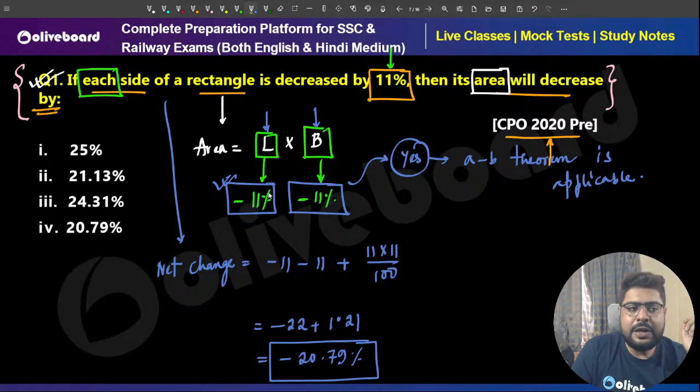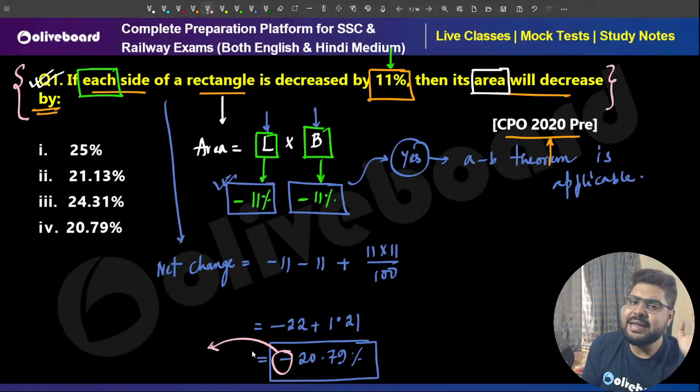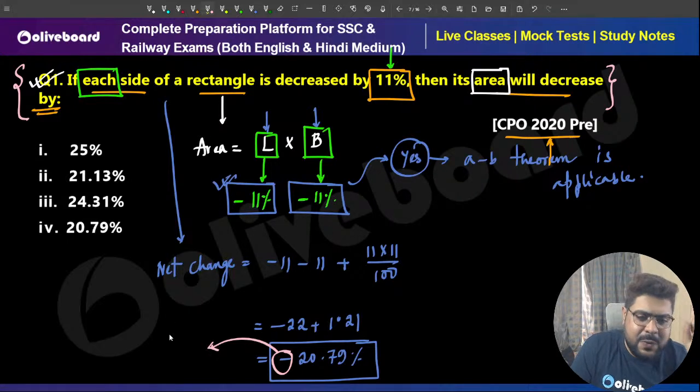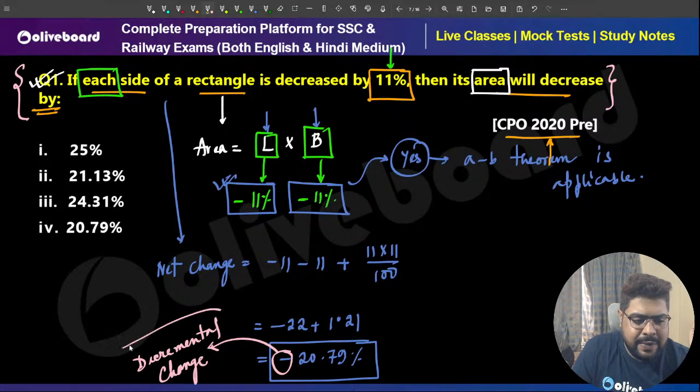Now, sir, what does this minus signify? You understand this. This minus is nothing but only one thing. This minus only signifies that the value is decreasing. It is a decremental change. The overall net value is actually decreasing.